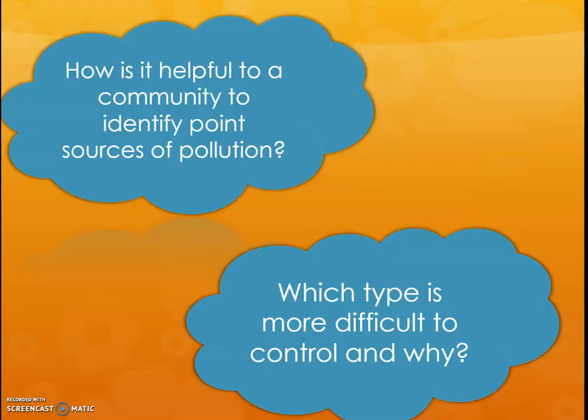How is it helpful to a community to identify sources of pollution? Because then we have someone we can hold responsible. We can go back to them and say, you need to take care of this. Which type is more difficult to control and why? Obviously, non-point source pollution, if we don't know where the pollution is coming from, it's more difficult to control. Much easier to control pollution when we know exactly where it's coming from.